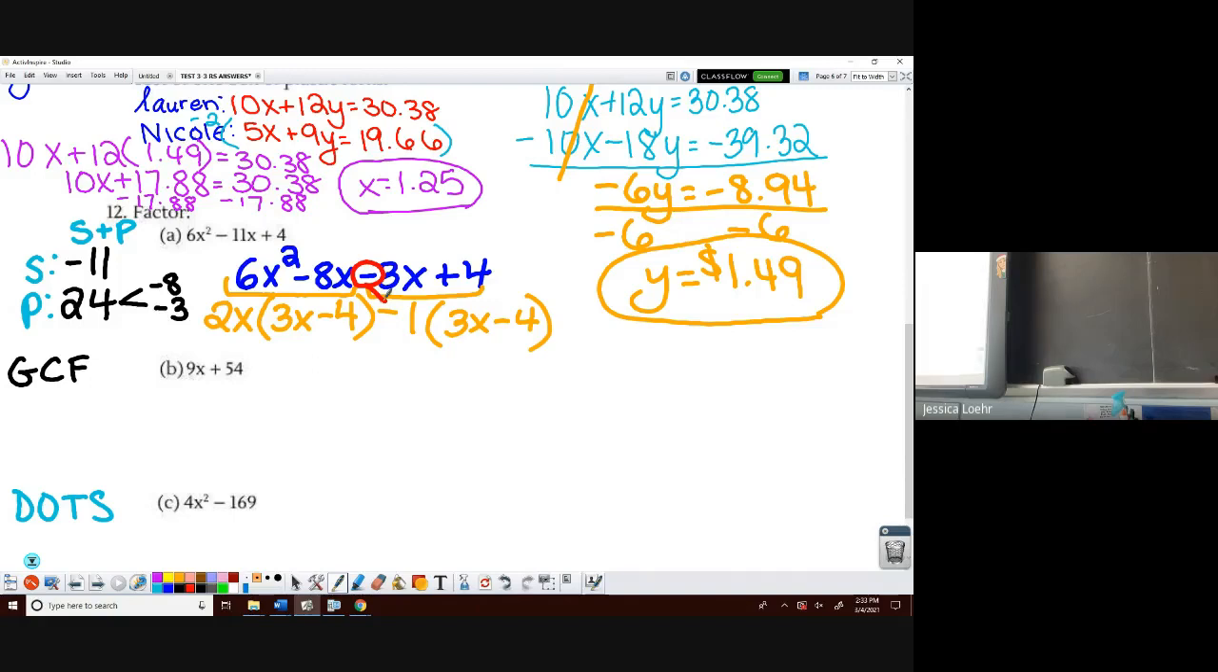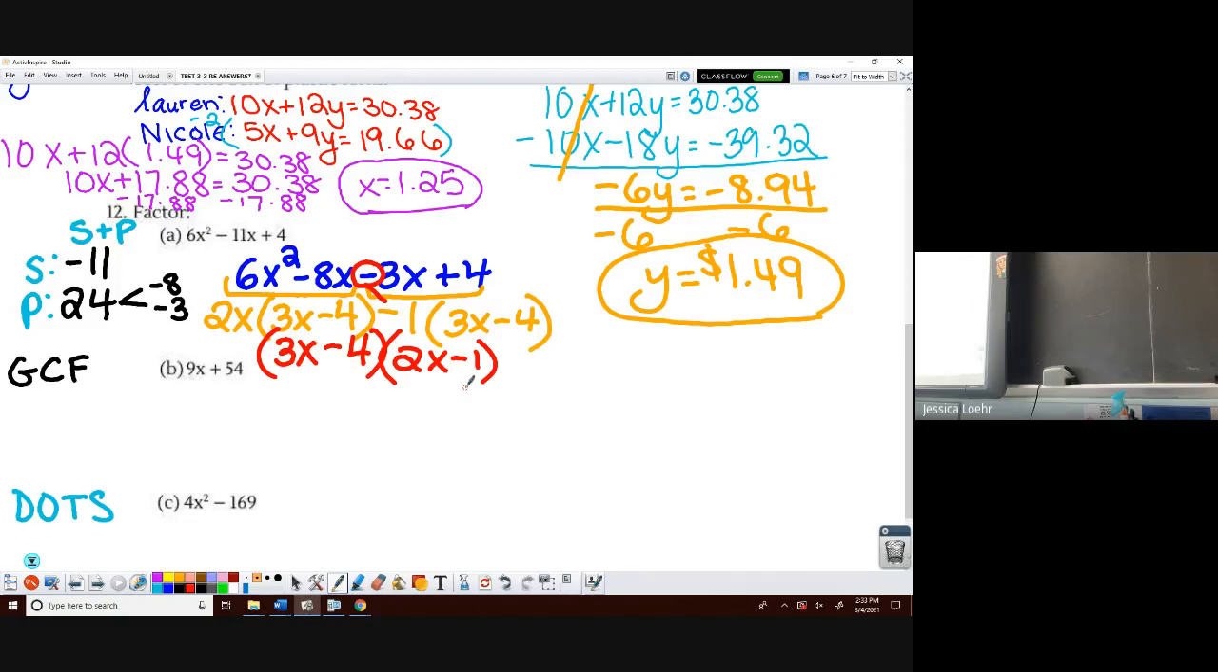What is the first bubble of my final answer? Andrew, what is it? First bubble of the final answer for this. Good. 3x minus 4, the one they share. What is the second bubble of my final answer, Ryan? 2x minus 1. Good. Questions about that? Okay.